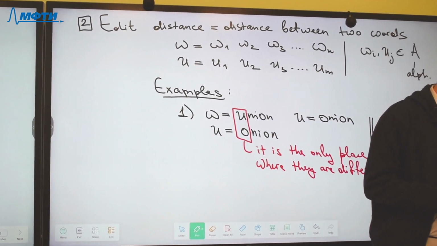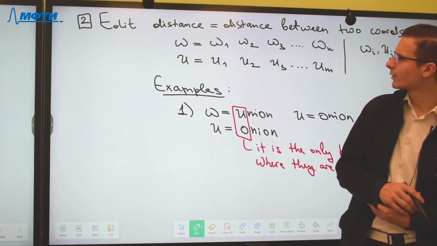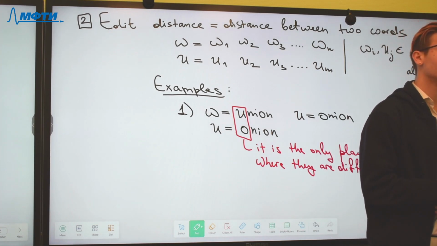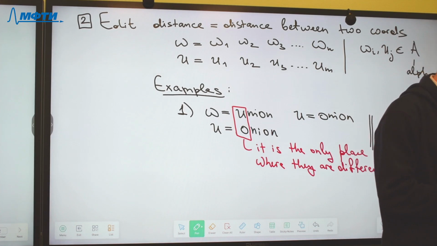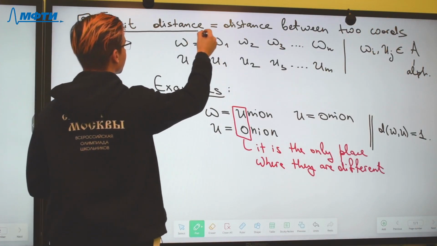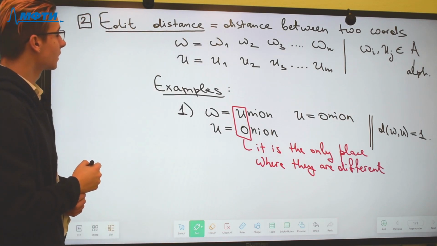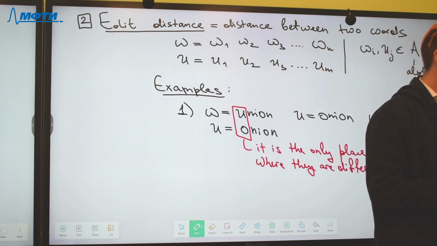So it is called Elliott distance. I don't remember what it is called, but I think it's Levenshtein distance between two words. Levenshtein edit distance. In most books, you can find this task as edit distance between two words.